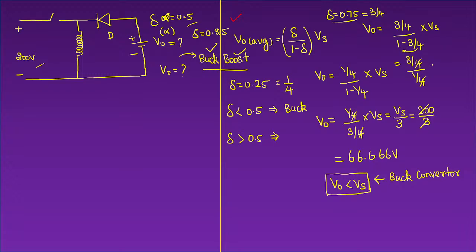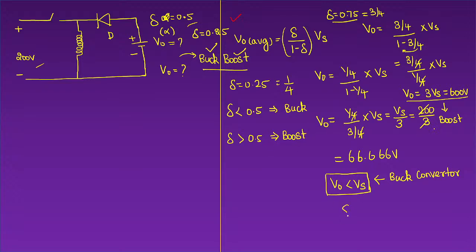Once again, this 1 by 4, 1 by 4 will get cancelled into Vs. If you observe, output voltage will become 3 times of supply voltage. It means if the input voltage is 200, then output voltage will become 600 volts. What we understood: if the value of delta is greater than 0.5, this is acting as a boost converter. Boost means output voltage is greater than input voltage. So when delta is greater than 0.5, it is acting as a boost converter.